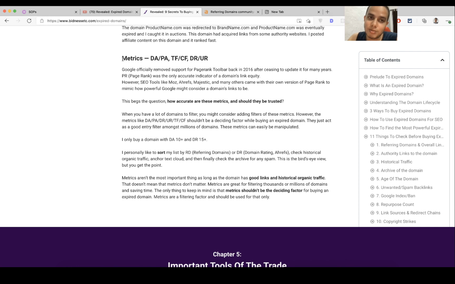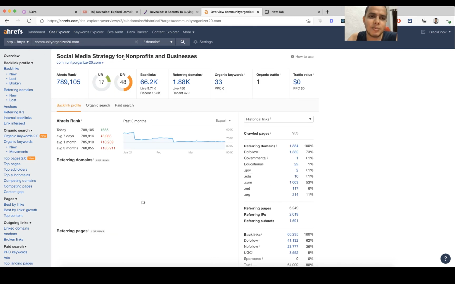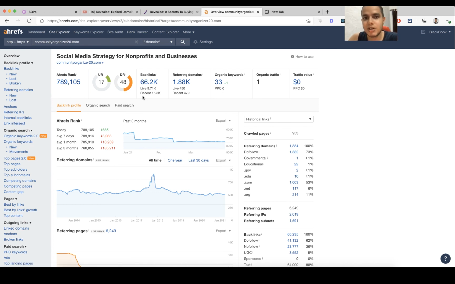And the most important thing that I see a lot of people stressing about is DA, PA, TF, CF, or DR, or any other metrics that are popular. Metrics are good for filtering domains, but we should not be absolutely stuck with some metrics in mind which don't let us buy some good domains for our business.